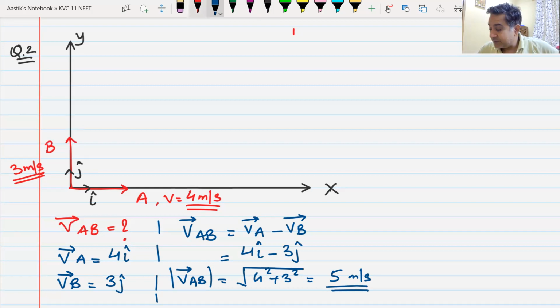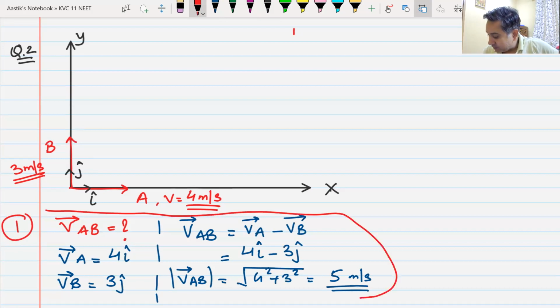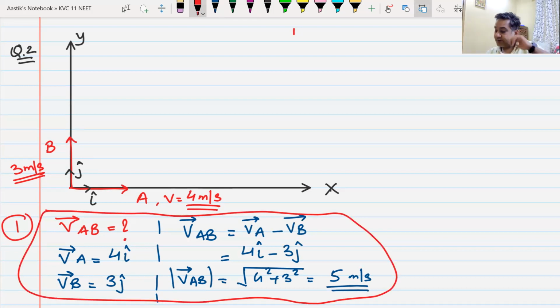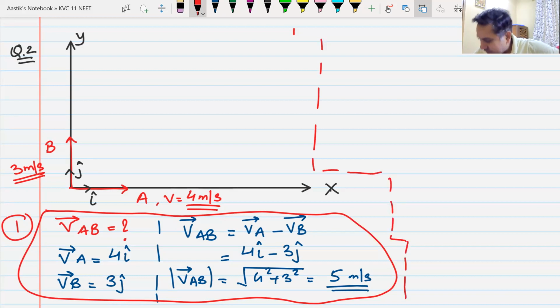This is number one way of doing this entire thing. This is way number one, in which you did it in the form of vectors. Now, way number two of doing it. Let us also see, because you might not get a question which might require you to convert into vectors.